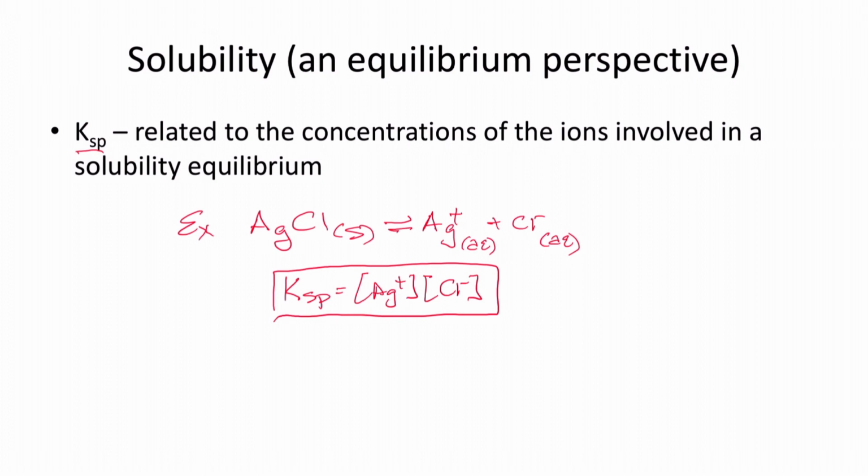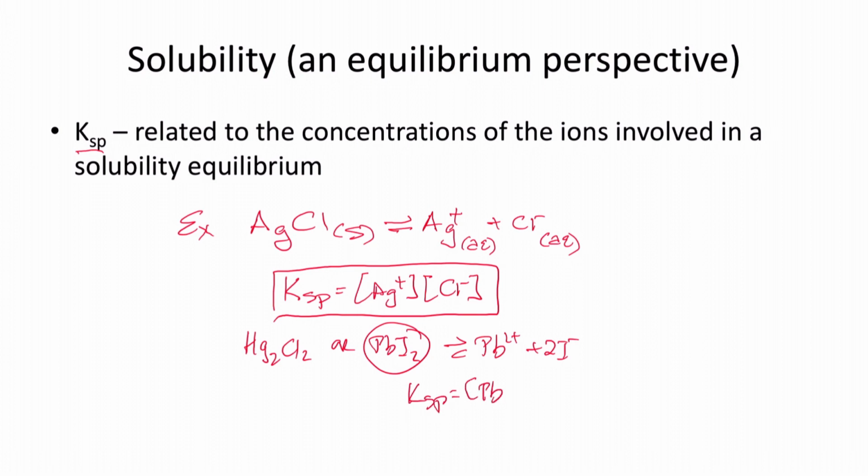If I had something like, I don't know, Hg2Cl2, or maybe PbI2 is a better example even. Let's look at that one. If this dissociates into lead ions and 2 iodide ions, my KSP here is going to be the concentration of lead ions times the concentration of iodide squared. And the 2 there is because there's a coefficient of 2 in front of the I-.